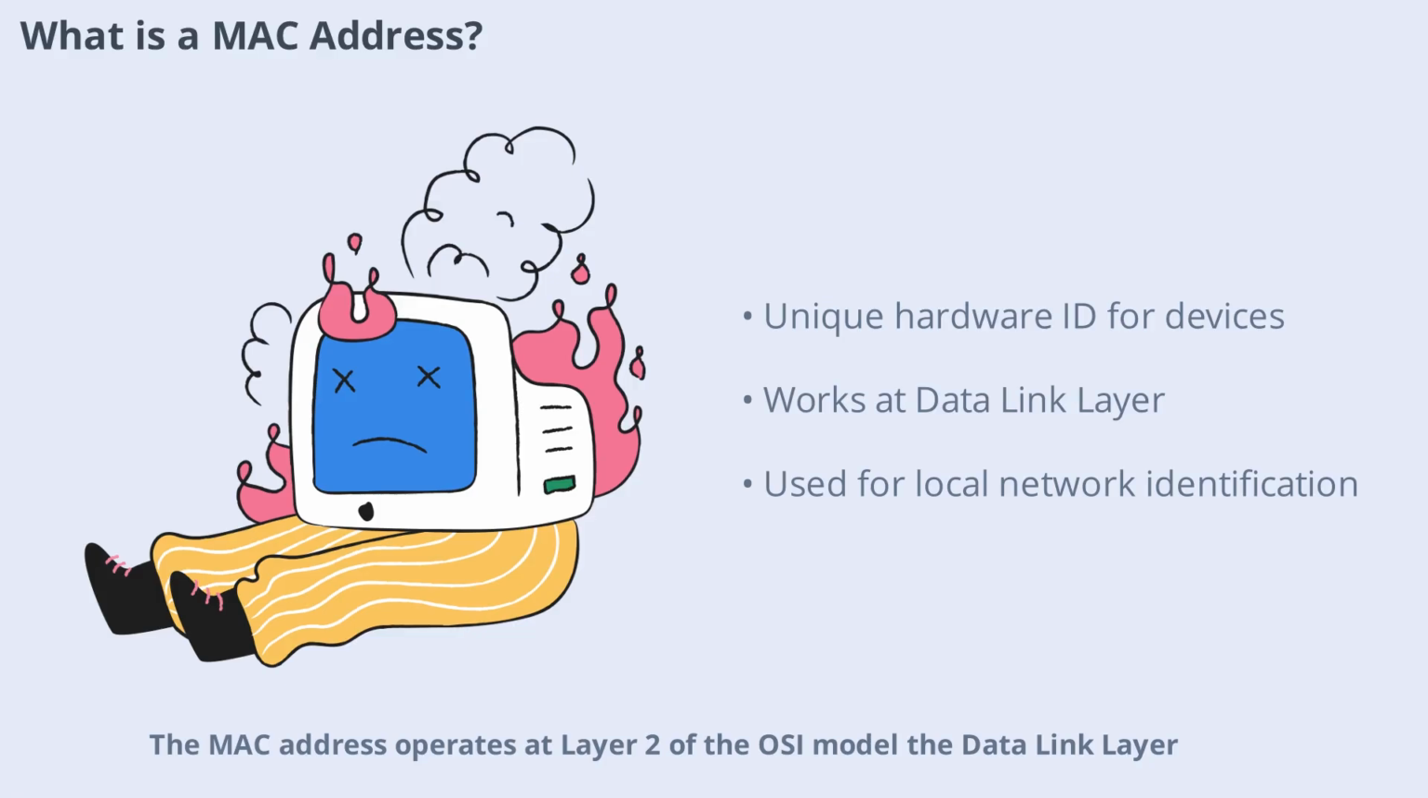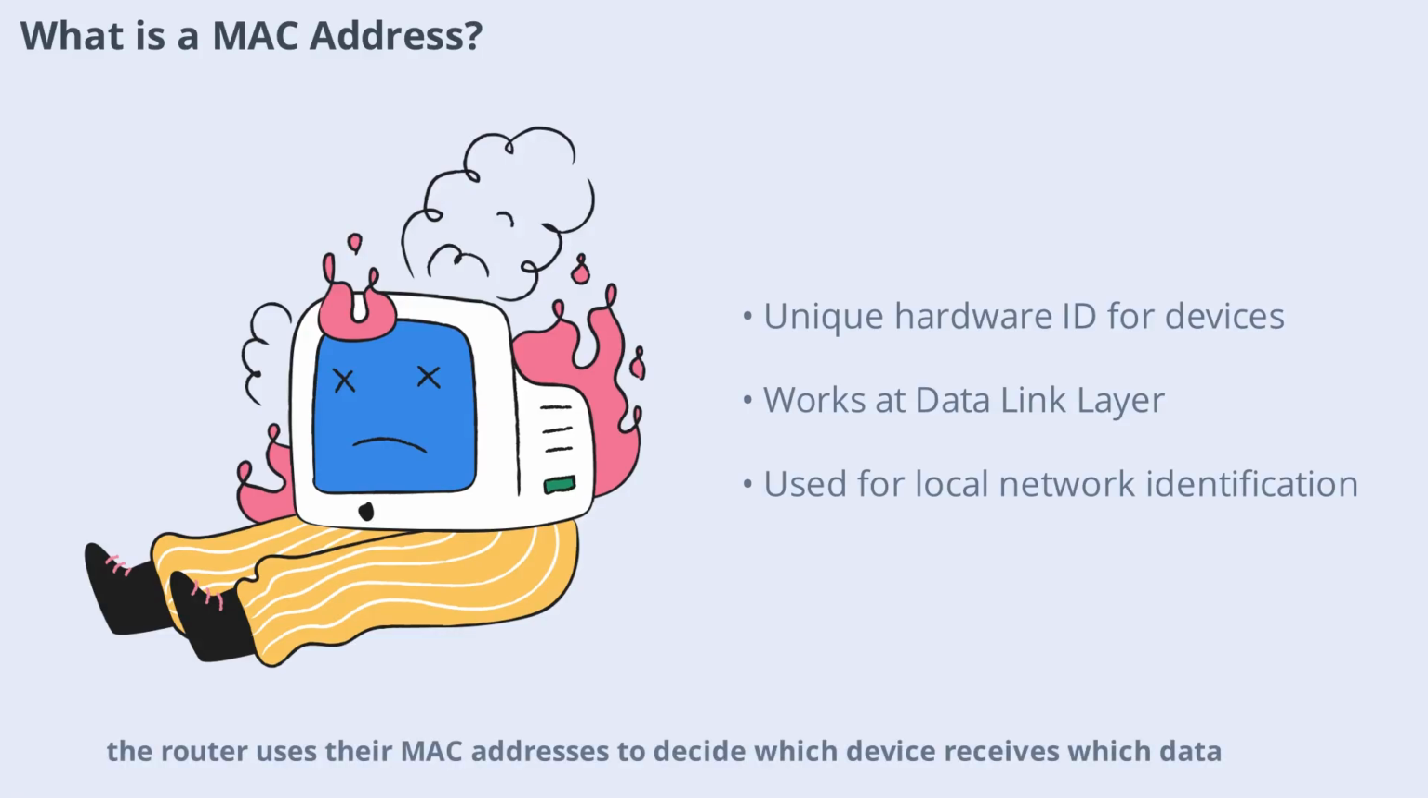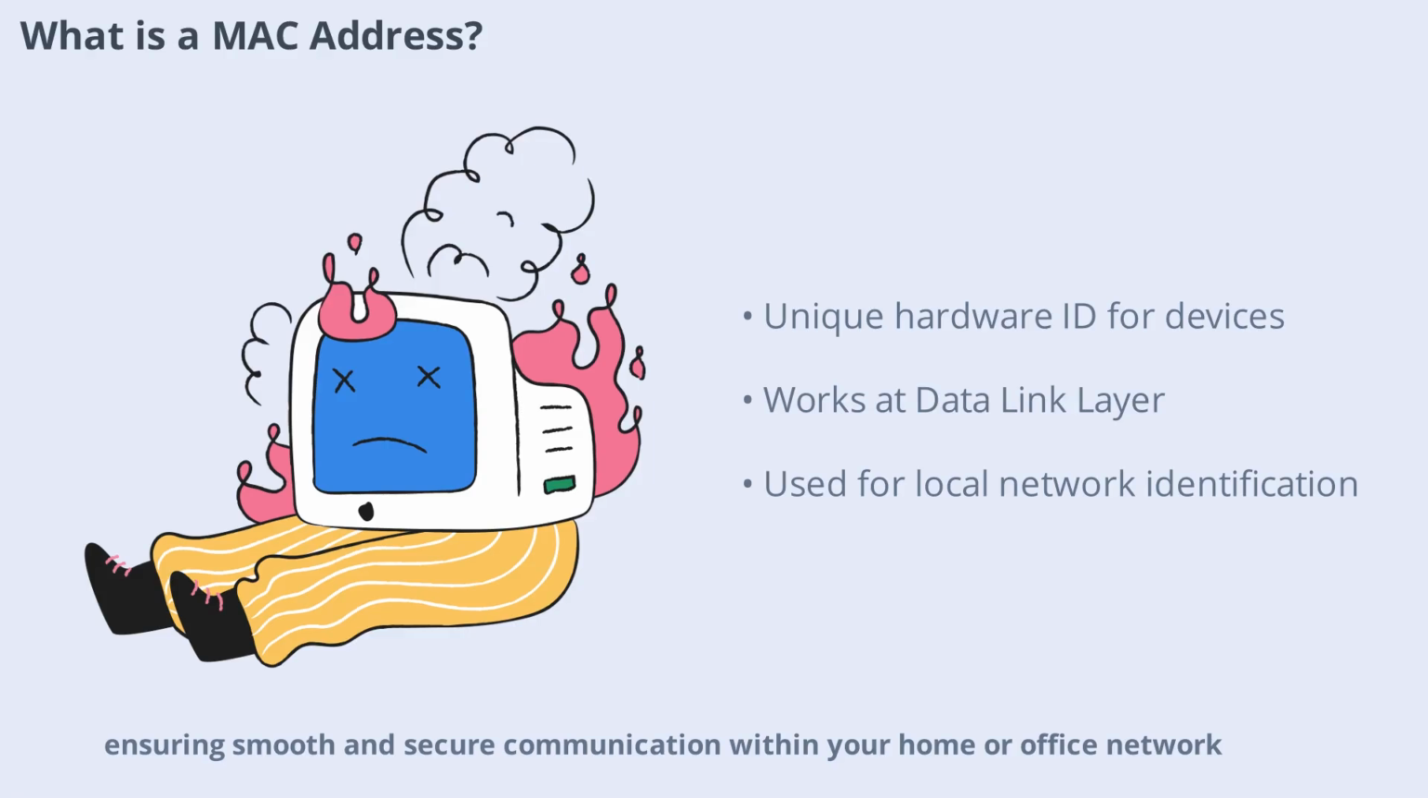The MAC address operates at layer 2 of the OSI model, the data link layer, and is crucial for identifying devices within a local network. For example, when two laptops are connected to the same Wi-Fi, the router uses their MAC addresses to decide which device receives which data, ensuring smooth and secure communication within your home or office network.